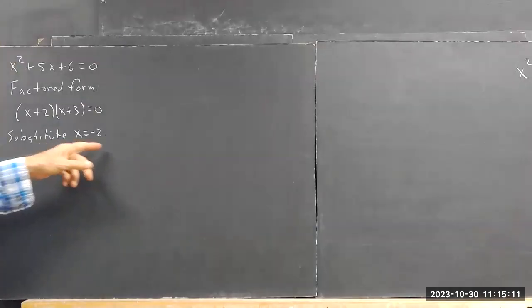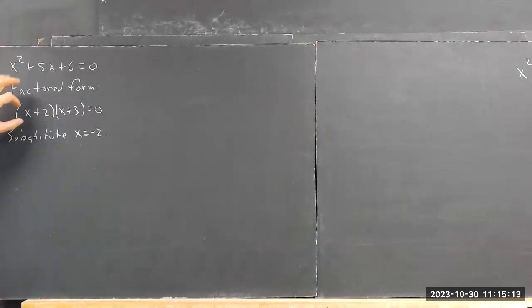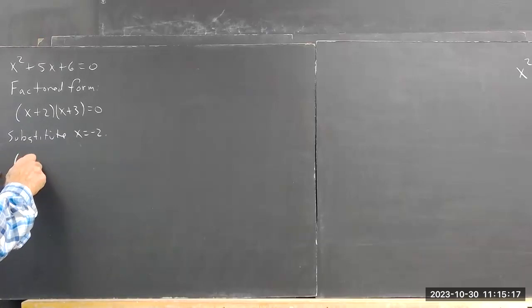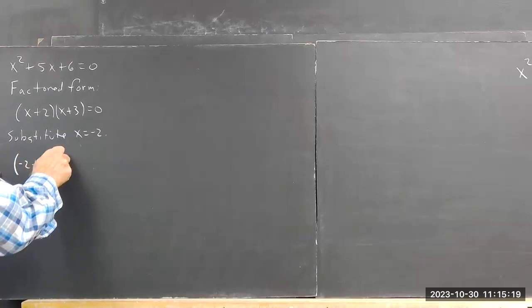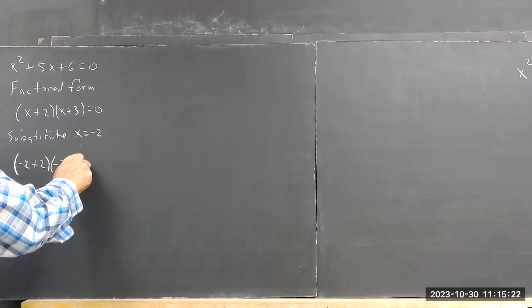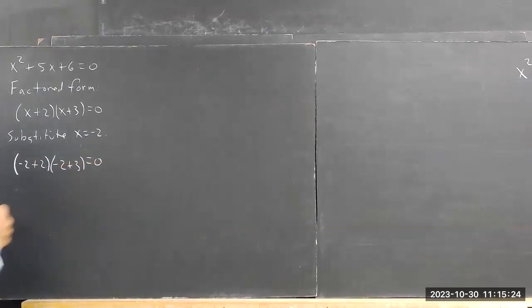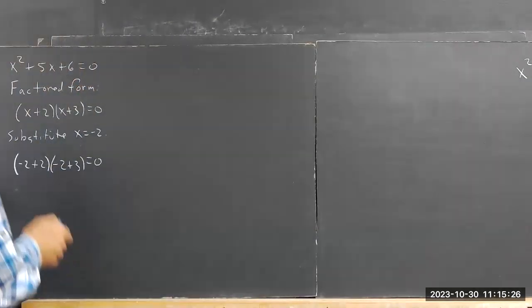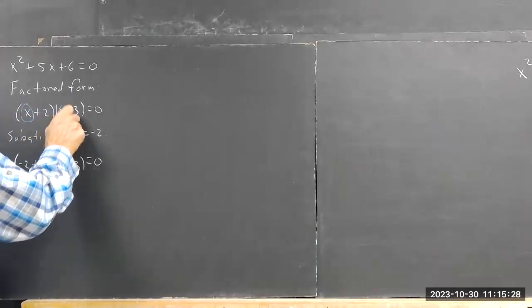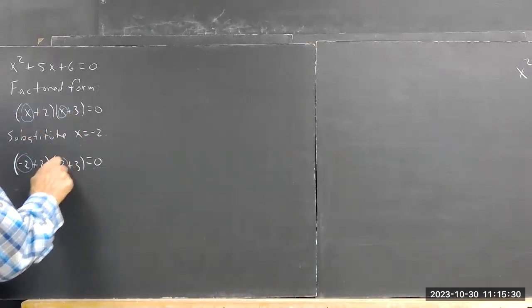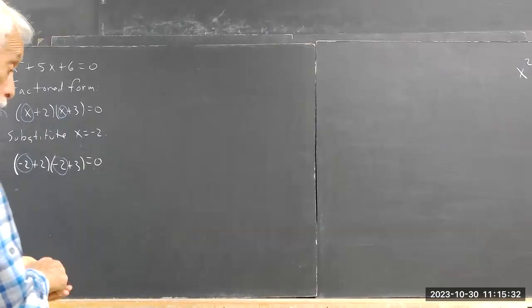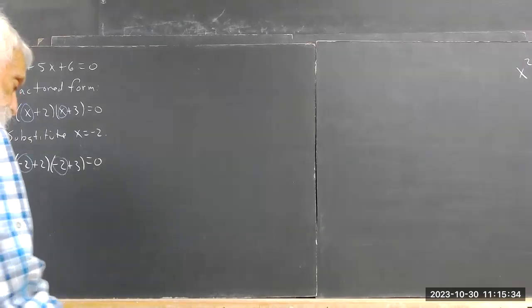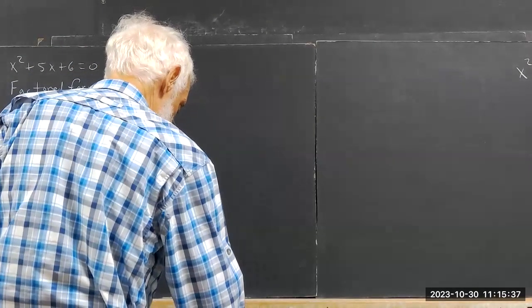We substitute x equals -2. That means we replace x by -2. Means we're going to have (-2 plus 2) times (-2 plus 3). So both of these x's become -2's. There's no -2x. So write a little caution here.